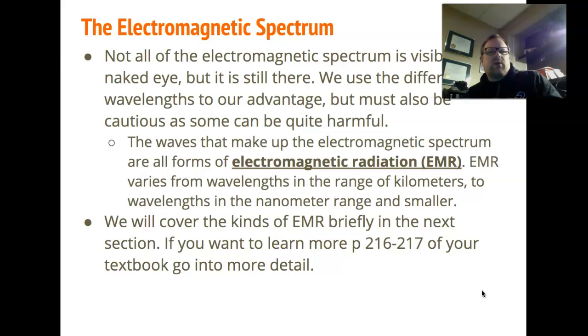So the waves that make up the electromagnetic spectrum are all forms of what we call electromagnetic radiation, or EMR. And EMR varies from wavelengths in the range of kilometers, like we would find in radio waves, to wavelengths in the nanometer range and even smaller. We will cover the kinds of electromagnetic radiation very briefly in the next section, and if you want to go through more and dig into more detail, hit pause right now and have a look at page 216, 217 of your textbook.